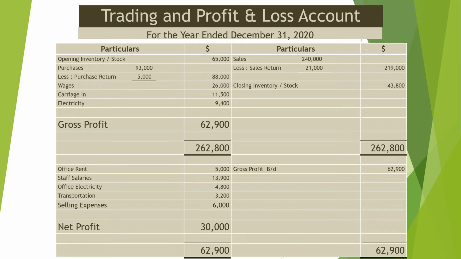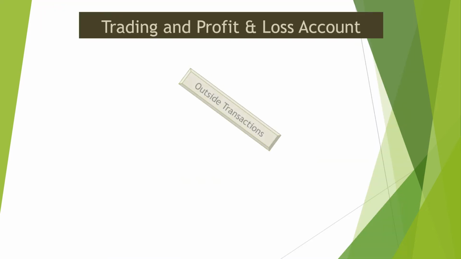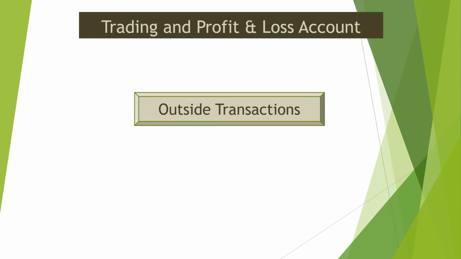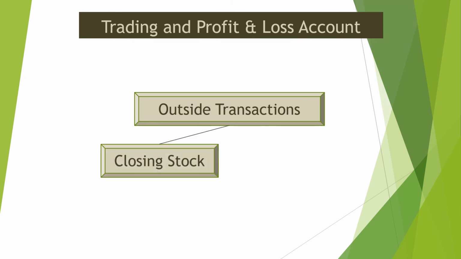As we know that all transactions will have two effects. In this statement, you would notice that there are two transactions having only one effect each, as they did not come through accounting books. These are outside entries, but the second effect will also be recorded. First, we come to know of these single effects here. Outside transactions. The first one is closing stock.